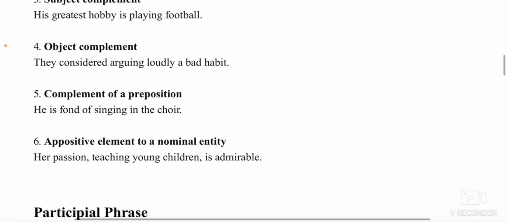Alright, let's go to number five. Complement of the preposition. Complement of the preposition means that there is a preposition that needs to be completed. That is, there should be something that will come after that preposition that will complete it, to give it a full meaning. To give it what? A full meaning. Then, he is fond of. What is he fond of? You should ask that question.